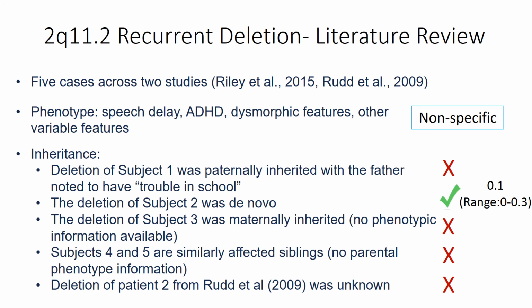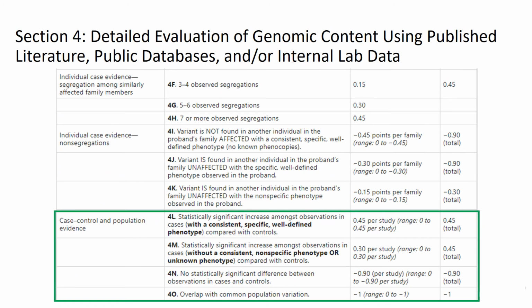So to summarize, the 2q11.2 deletion has been reported in 5 cases in association with relatively nonspecific and variable clinical phenotypes. 1 case so far has been found to be de novo, giving this evidence 0.1 points. Moving on to section 4L through O, let's take a look at the case control and population evidence for this deletion.